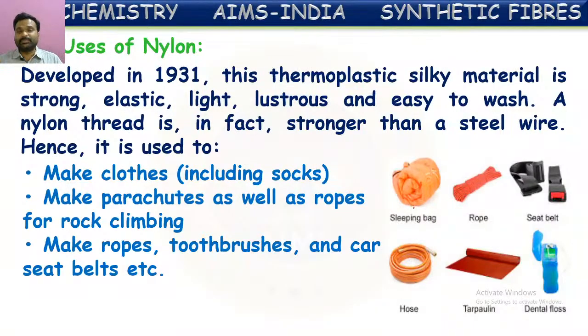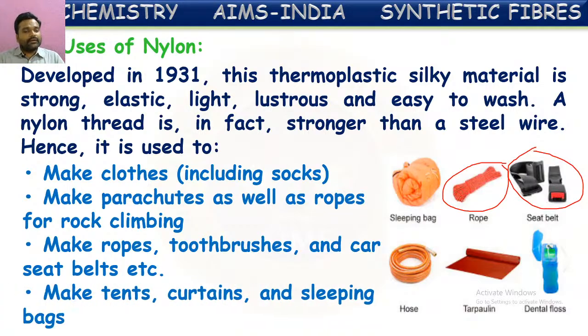And car seat belts. Here these seat belts are made of nylon. And these ropes, which will be very strong. So these are all made of nylon. And tents, curtains and sleeping bags are all made of nylon. You can see some more here. These are dental flosses, which are used to clean the teeth. These are also made of nylon.